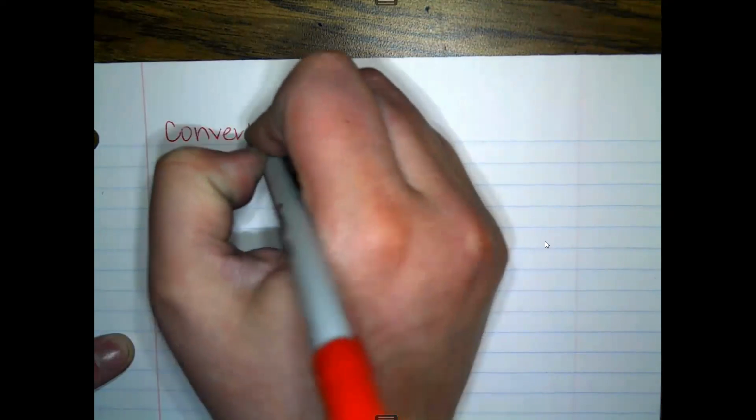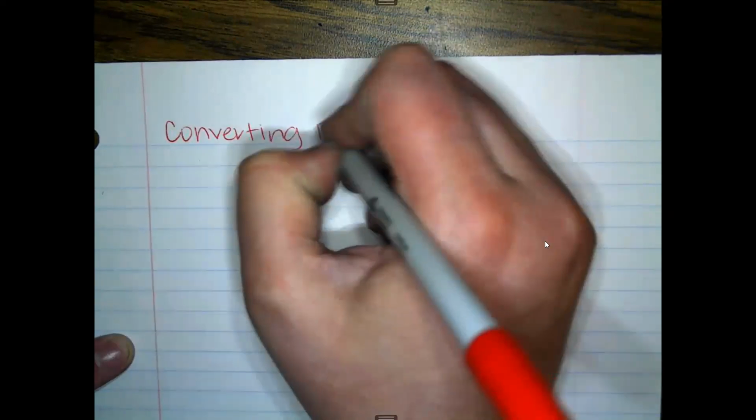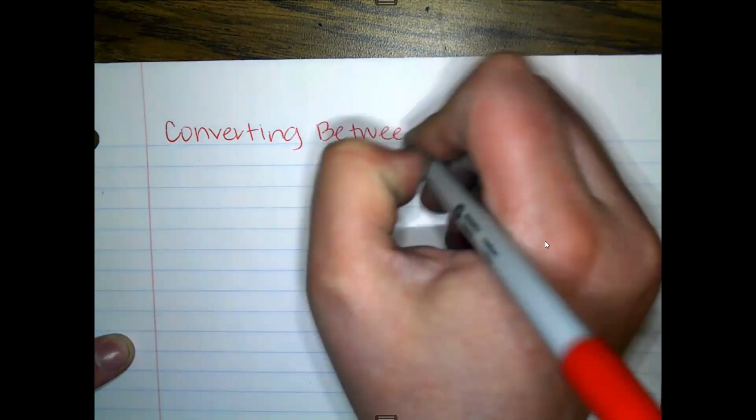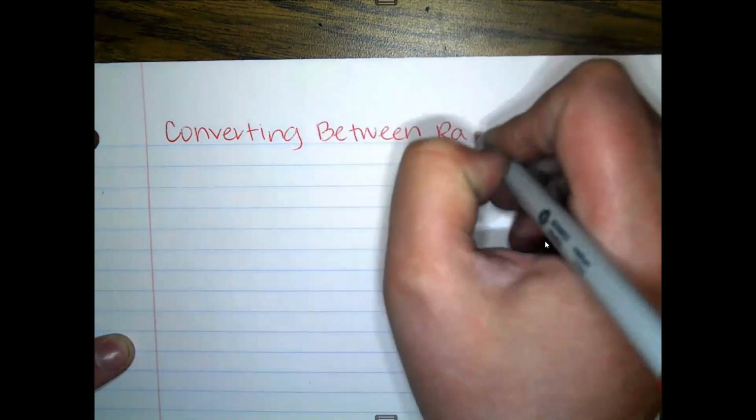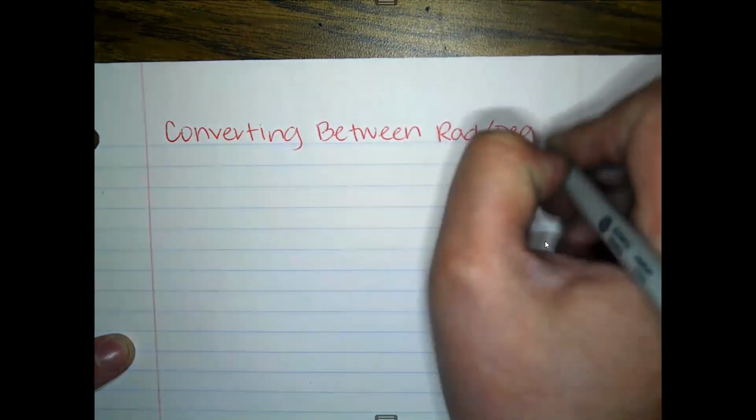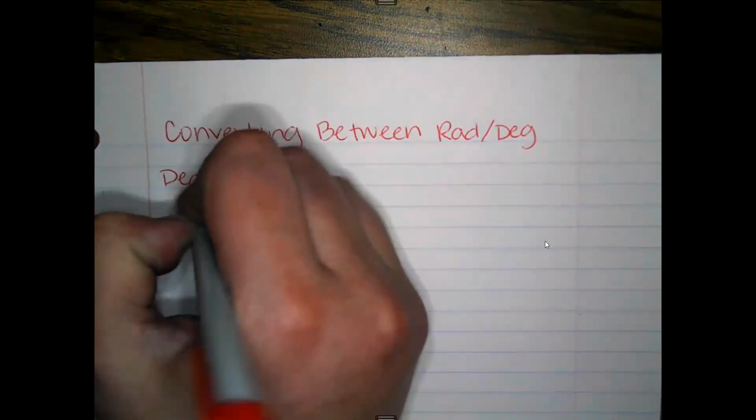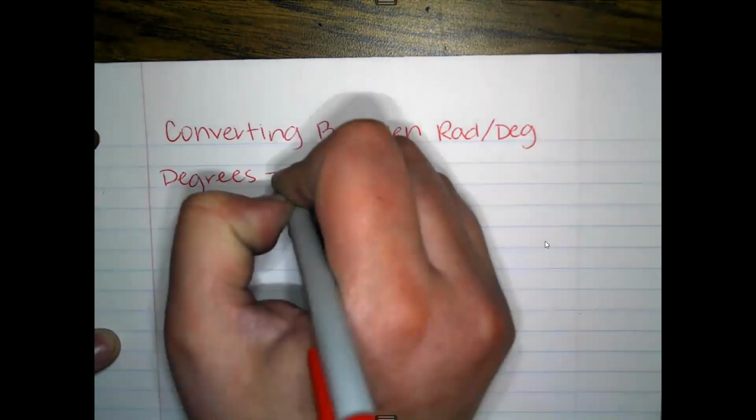So if you're going to write these notes on a sheet of notebook paper, the title you would give it is Converting between radians and degrees, because we want to be able to convert back and forth, even though in the future we are only going to be using radians. So what we're going to do is start with degrees converting into radians.